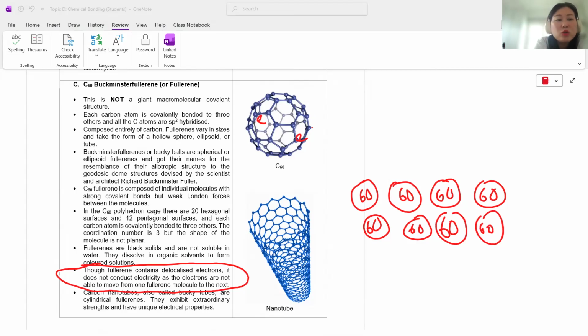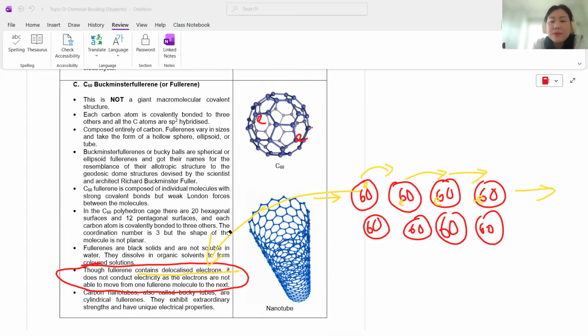Okay, the electrons are inside the ball, but the electrons are not able to move across to the next one in order to facilitate the flow of charges. So in order for it to flow the charges across, then the electrons must be able to move across each C60. But the delocalized electrons are within each C60 and not able to move to the next and the next. And therefore, even though it has delocalized electrons, you do not see that it is able to conduct electricity.